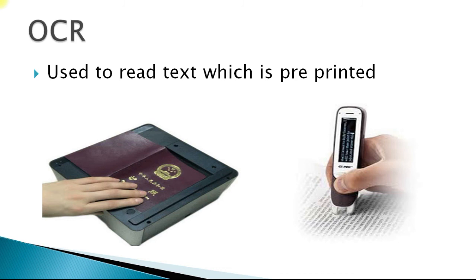OCR is one of the devices used to read pre-printed text. When we go to the airport, we can see our passports being scanned. Whatever data is printed in the passport will be scanned by the authorities. There is also a small OCR device which is used to read text line by line.